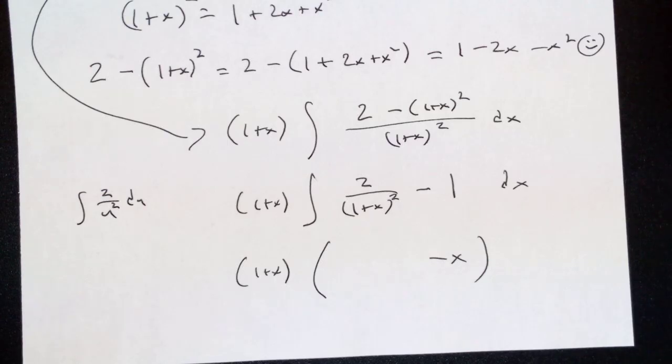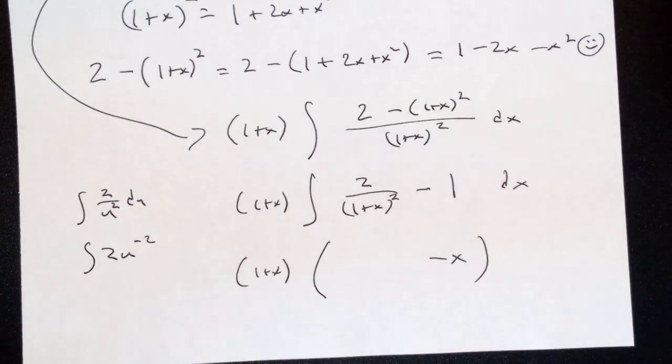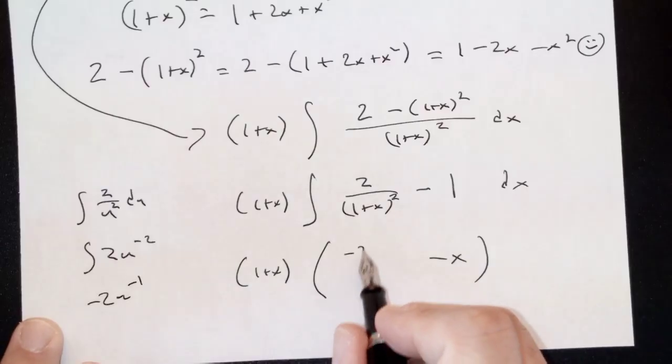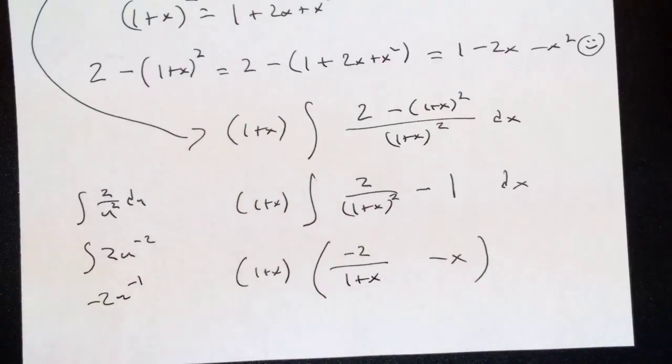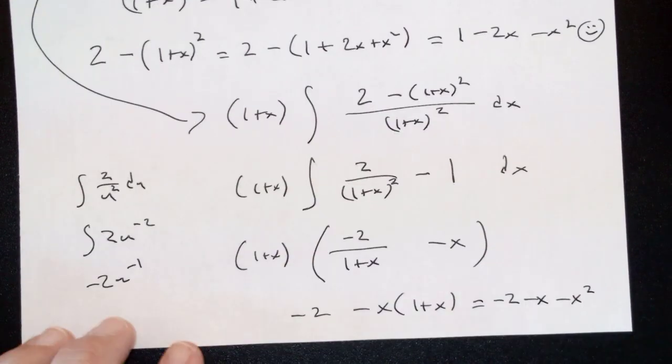Wait a minute. What's the integral of 2u to the negative 2? So I get negative 2 over 1 plus x. Negative 2 over u. Bingo. Multiply through. You get negative 2 minus x times the quantity 1 plus x, or negative 2 minus x squared. Here's y2. We found it.